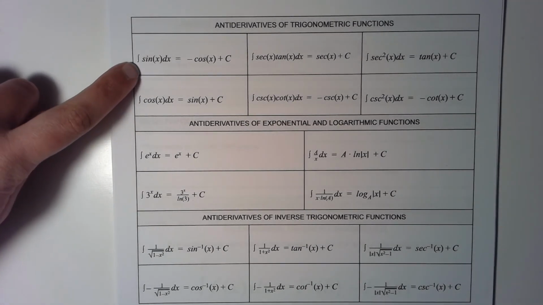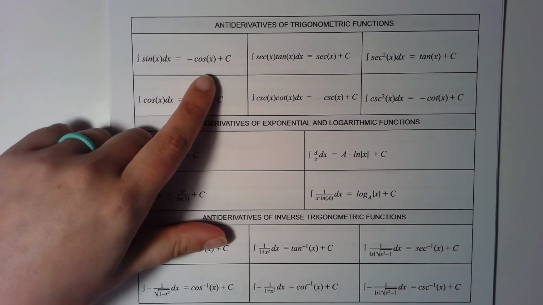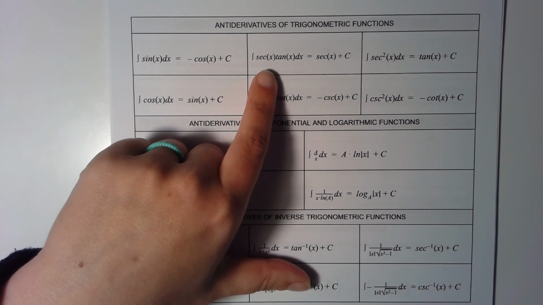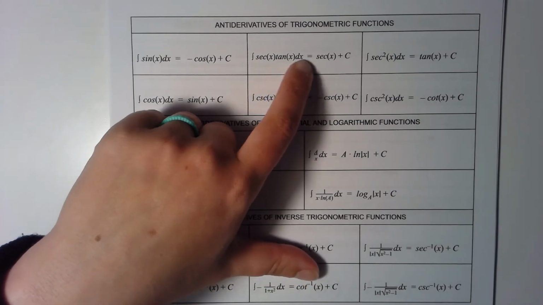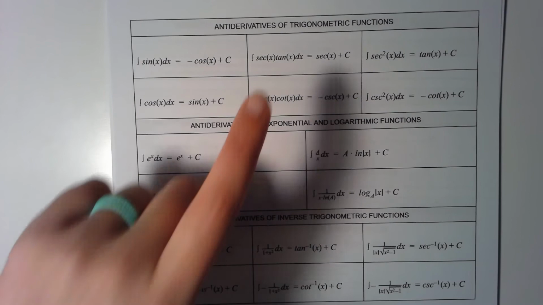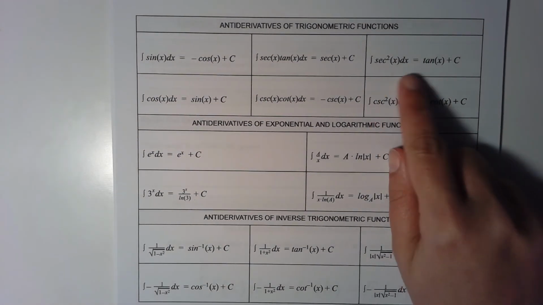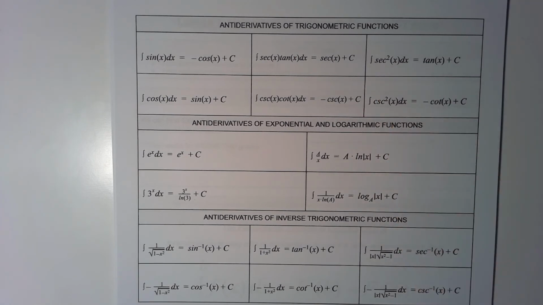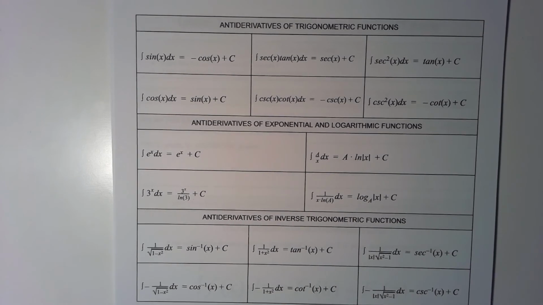So the antiderivative, or the integral of sine, would be negative cosine, because the derivative of cosine would be negative sine. So you have to kind of think backwards. I've listed them all here for you to go through and review. So the integral of secant times tangent would just be secant, because the derivative of secant would be secant times tangent. The antiderivative of secant squared would be tangent, because the derivative of tangent would be secant squared. So again, this all comes back to kind of where these derivative rules came from.